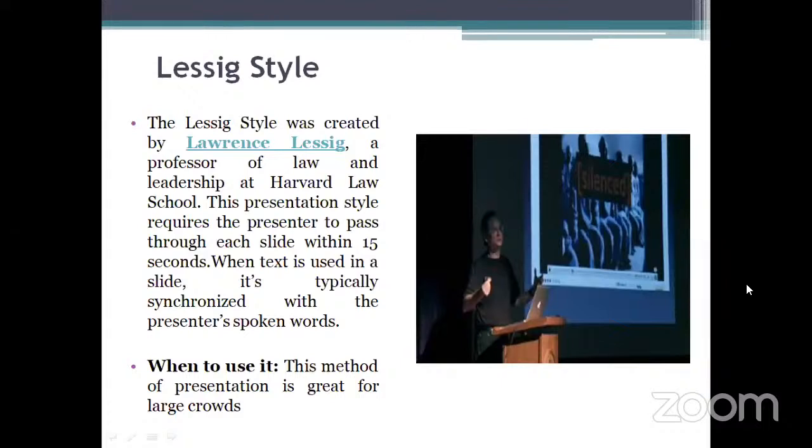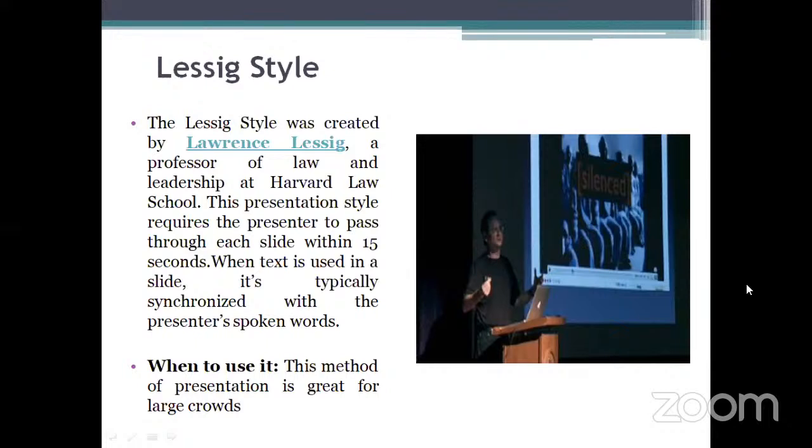He proposed an idea that if you're trying to connect with the audience or present a topic in PowerPoint slides, each slide should be spent only within 15 seconds. It should be explained within 15 seconds. So this presentation style requires presenting each slide within 15 seconds.